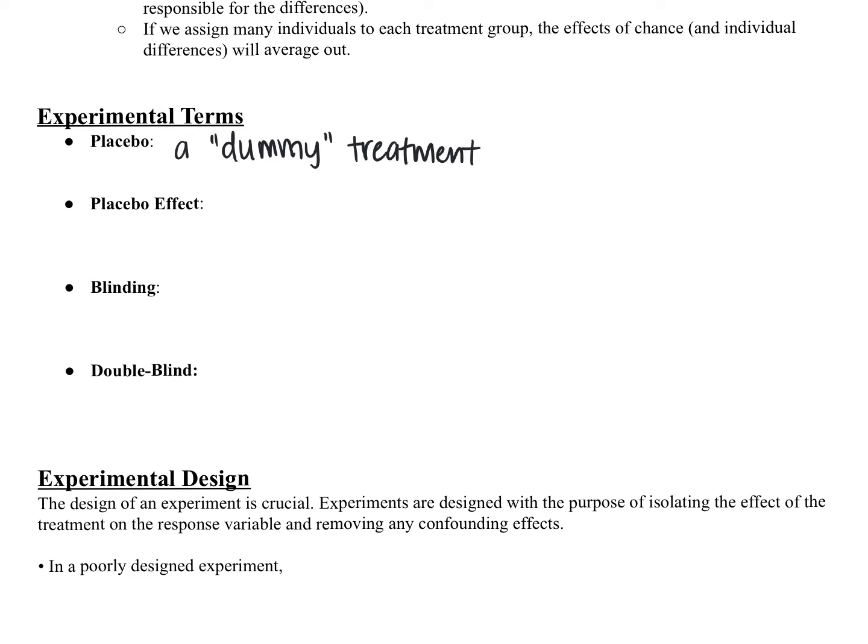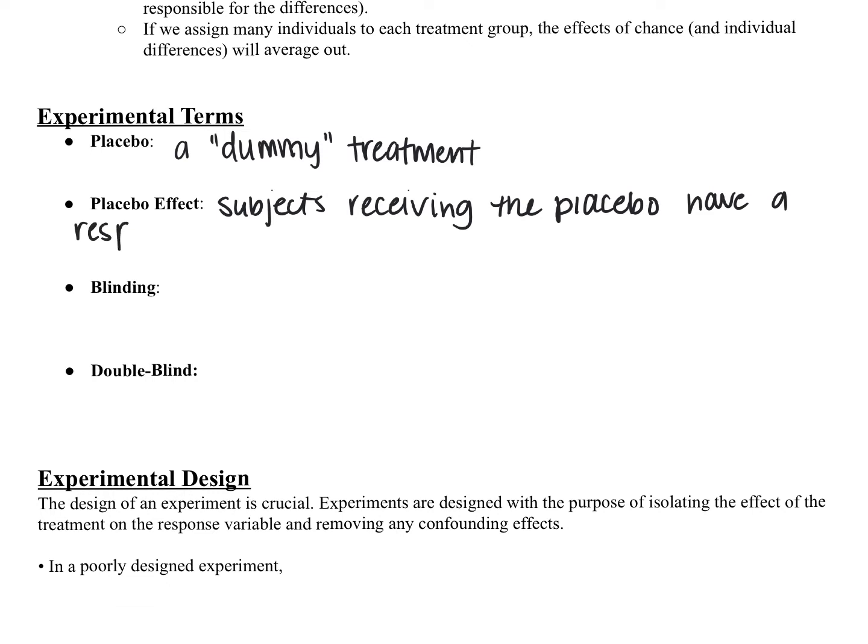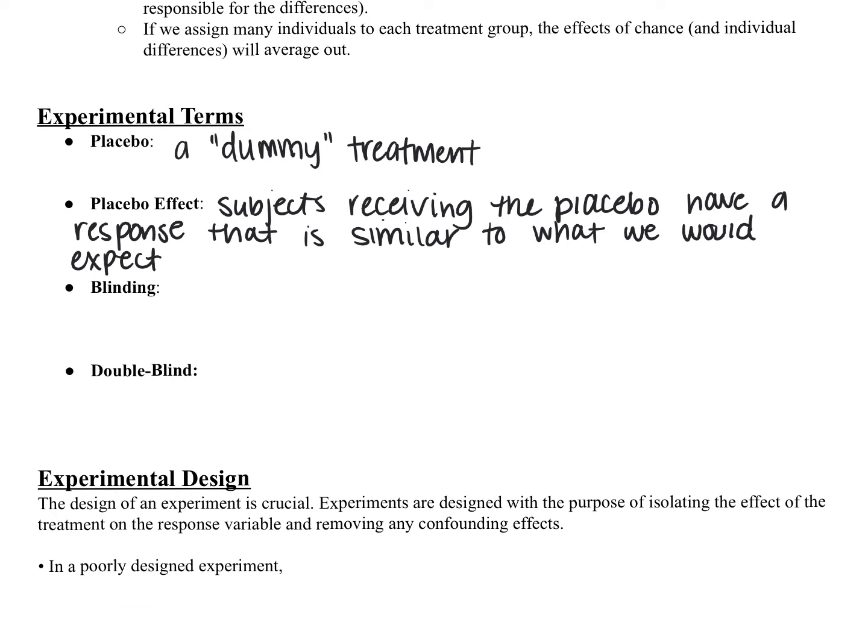Because there is a group that's going to be receiving the placebo, we get something called the placebo effect, which is when subjects receiving the placebo have a response that is similar to what we would expect if they received a treatment.